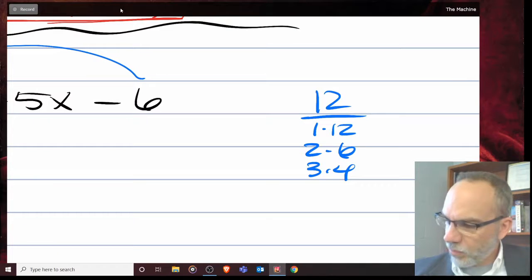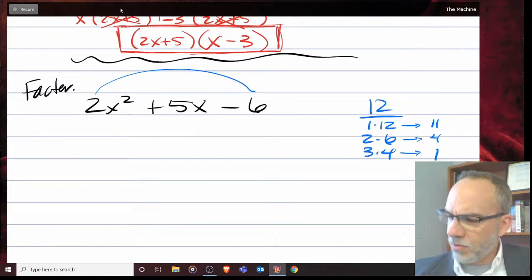Well, 1 and 12 doesn't work because the difference there gives me 11. 2 and 6 doesn't work, the difference there is 4. 3 and 4 doesn't work, the difference there is 1. Which pair of factors, when I subtract them, give me 5? There aren't any. What's your conclusion? Prime.